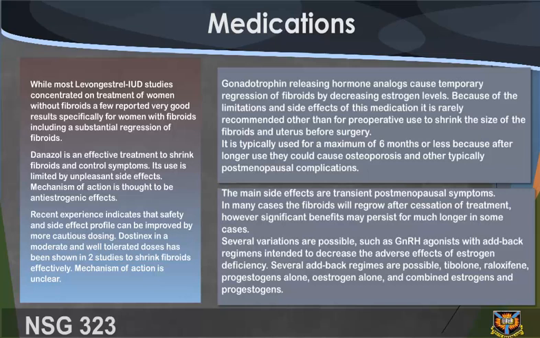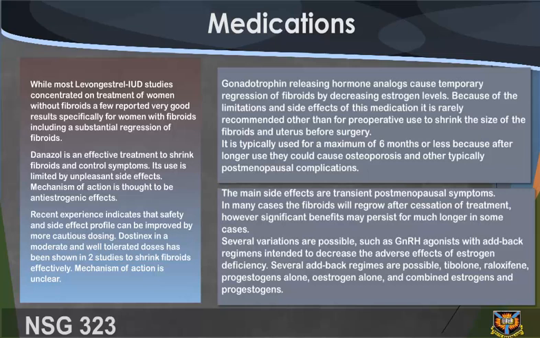Danazol is an effective treatment to shrink fibroids and control symptoms. Its use is limited by unpleasant side effects. Mechanism of action is thought to be antiestrogenic effects. Recent experience indicates that safety and side effects profile can be improved by more cautious dosing. Doxynex, in moderate and well-tolerated doses, has been shown in 2 studies to shrink fibroids effectively. Mechanism of action is unclear.